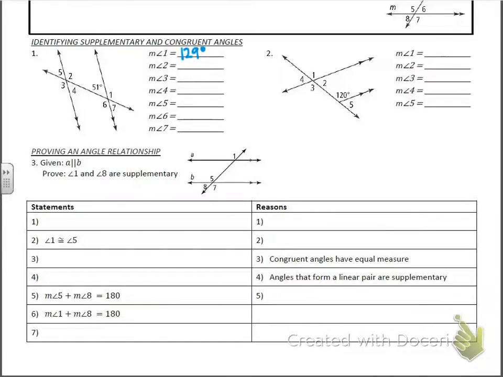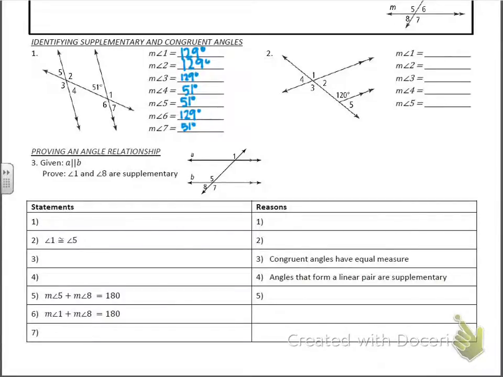Okay, measure of angle 2, what'd you get, everybody? 129. Measure of angle 3? 129. 4? 51. 5? 51. Oh my gosh, you guys, I know all of you got this. What about 6? 129. And 7? 51. Any questions or concerns about how we got these? Okay, so let's go through it. Let me go through it really, really quick.